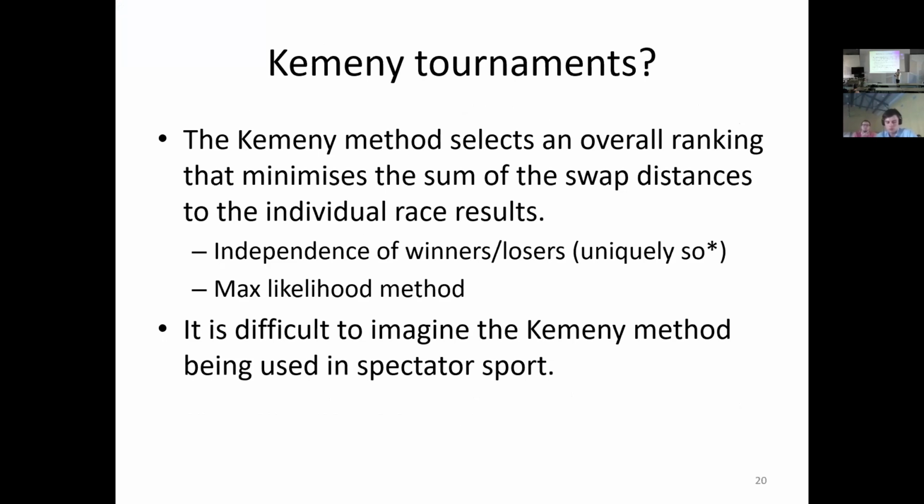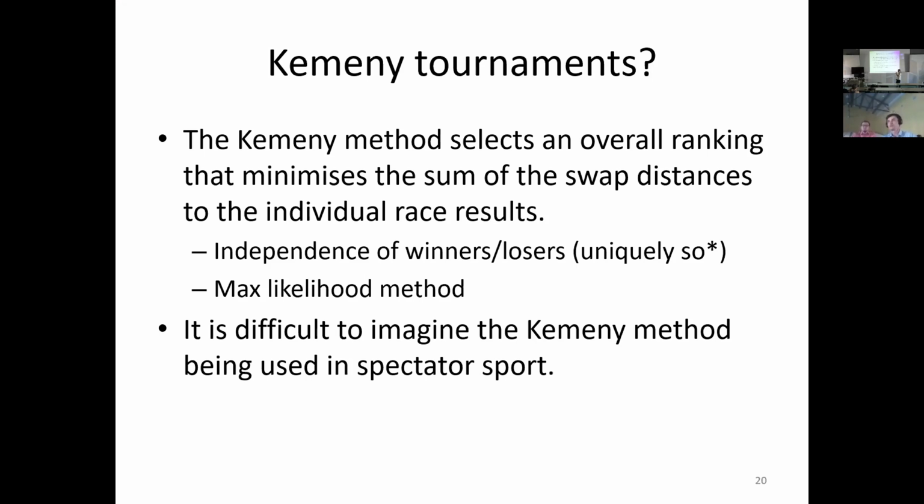Kemeny is a rule where we treat every race result as a point in a space. And distance in a space is swap distance. So between ABC and BAC, distance is 1, we swap A and B. Between ABC and BCA, distance is 2, we swap A and B, then A and C, and so on. And once you place every race in the space, we find a center of mass, and that is our Kemeny order.